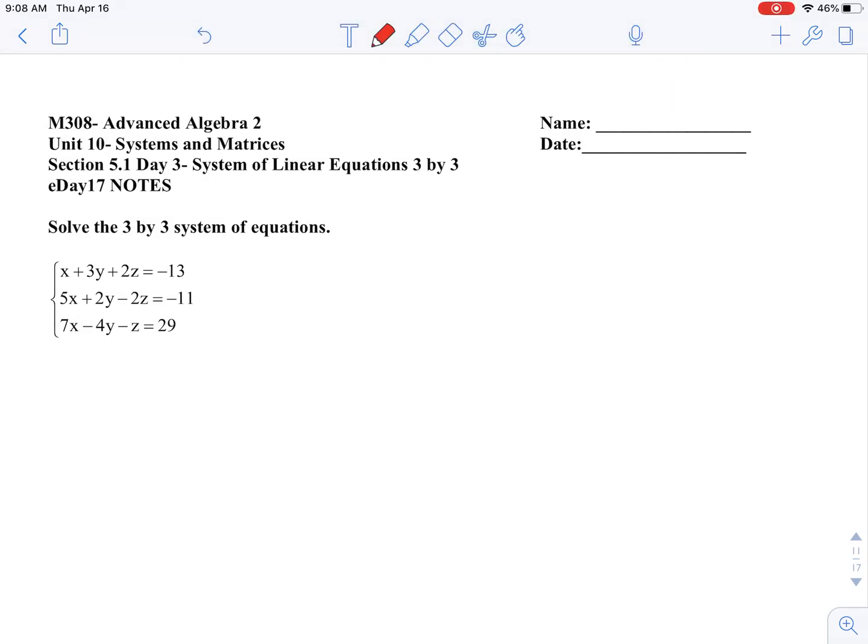Welcome to eDay17. Today is Wednesday. We are going to learn how to solve 3x3 systems of equations.